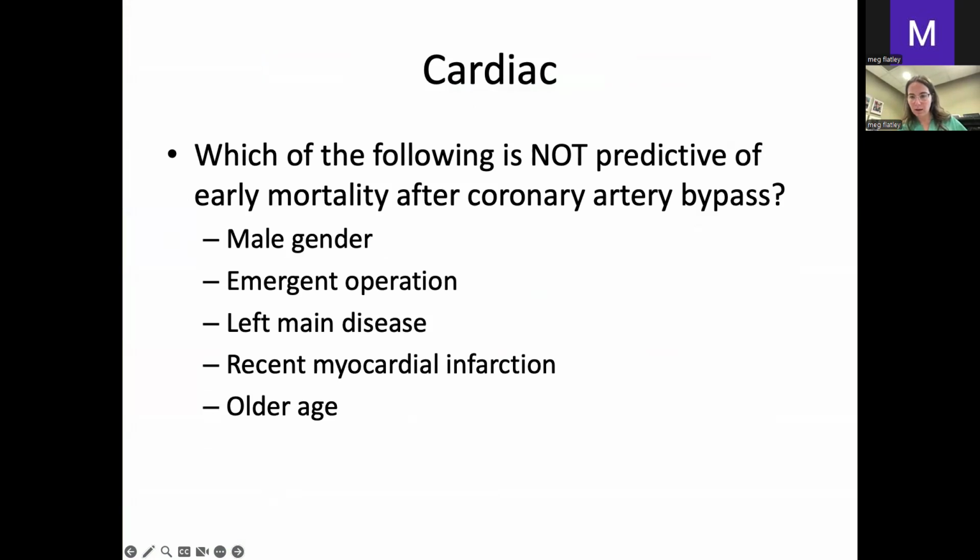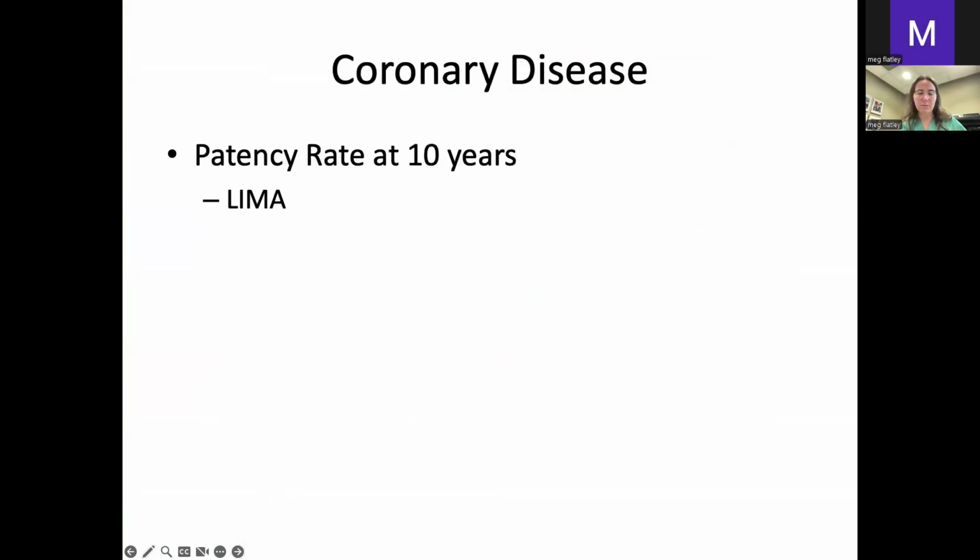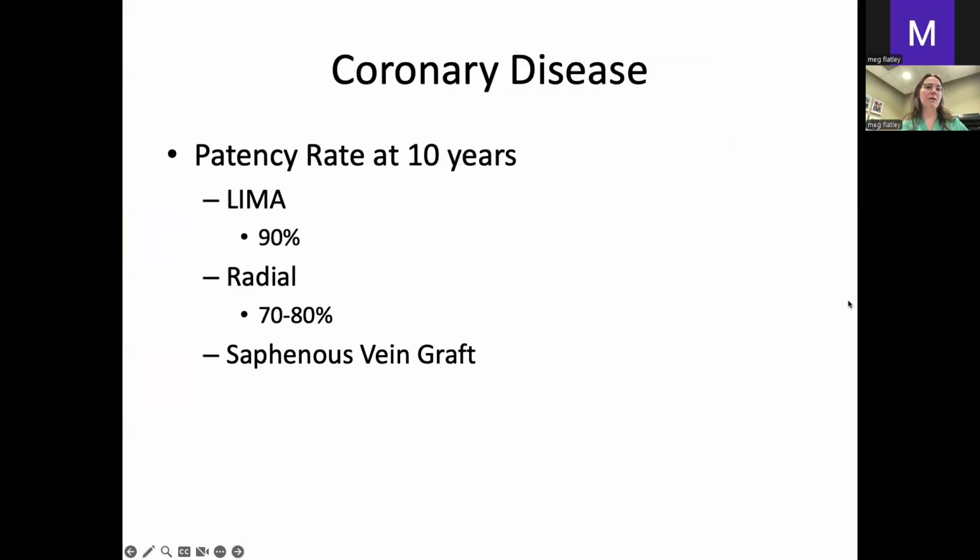The one thing is that sometimes they'll ask about patency rate of the different CABG grafts, and so obviously the LIMA has the highest patency rate, and then you can talk about the radial artery, which people rarely do because the saphenous is so much easier and less morbid to get and has pretty good patency rates.